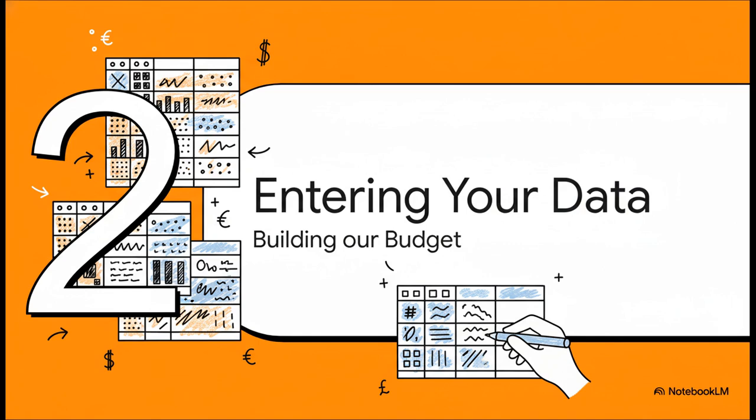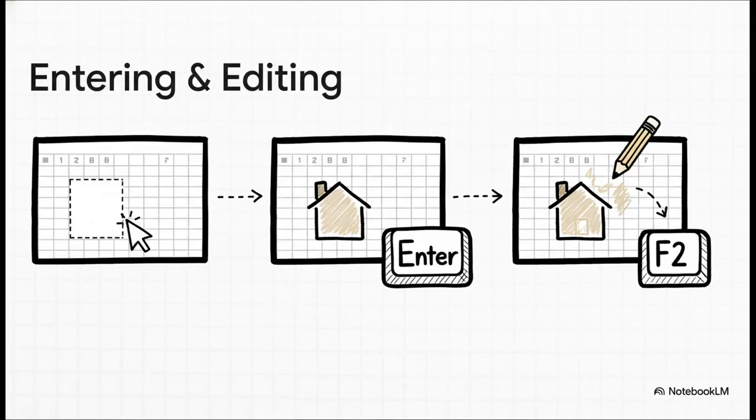All right, tour's over. Time for the fun part. Let's start plugging some data into these cells and actually build the foundation for our budget. And this is super easy. All you do is click a cell to select it, type whatever you need, like rent or a number like 500, and then just hit enter. Simple. And hey, what if you make a mistake? No big deal. Just click back on the cell and press the F2 key. That lets you edit what's inside without having to retype the whole thing.